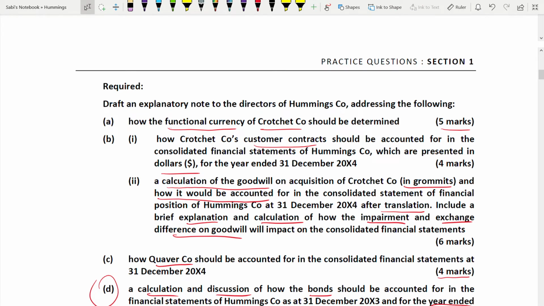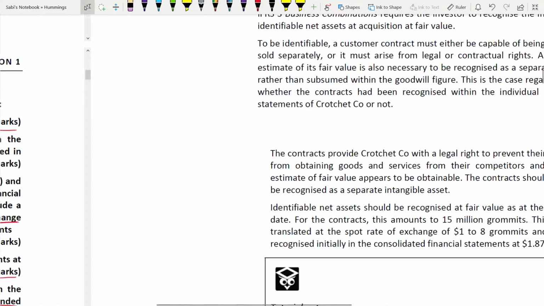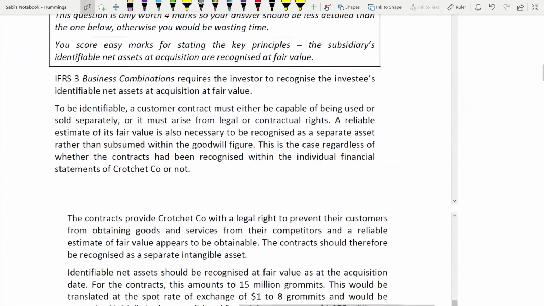The first part of B is how this customer contract should be accounted for, and the second is to calculate goodwill and how it should be accounted for, with all the exchange differences and the impairment and everything. That is for 6 months. Both we can do using what I have read.